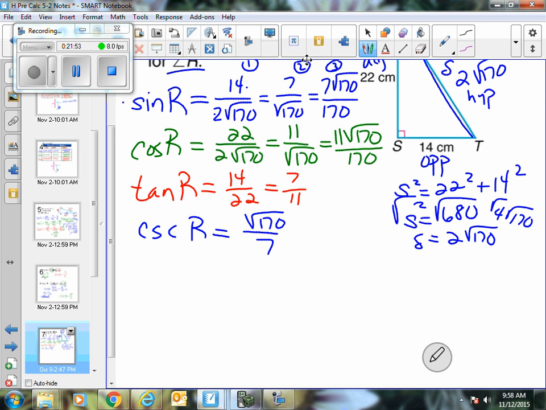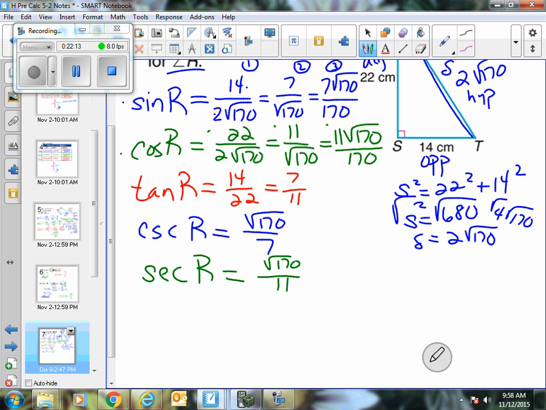Okay, what is the reciprocal of cosine called? Well, that's secant, abbreviated SEC. And again, if you had the choice between number 1, number 2, and number 3, I would pick the middle one again. Square root of 170 over 11 is the easiest one to flip. It's already reduced, but you haven't rationalized it yet.